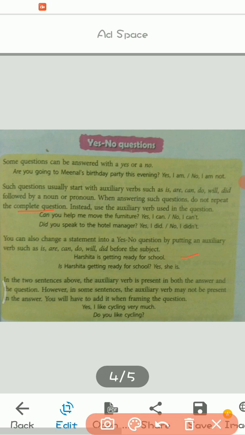So in the two sentences above, the auxiliary verb is present in both the answer and the question. However, in some sentences, the auxiliary verb may not be present in the answer. You will have to add it when framing the question. For example, yes, I like cycling very much. Do you like cycling? In this way, you can give the yes or no question.